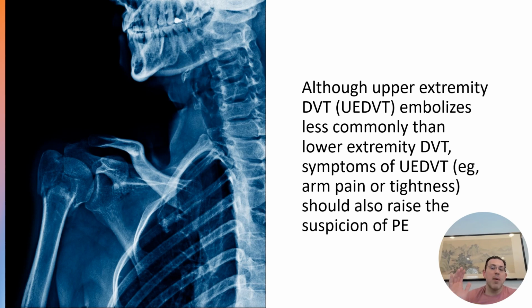So I've spoken a lot about lower extremities. However, it's important to also include upper extremities as well. So although upper extremity DVT embolizes less commonly than lower extremity DVT, symptoms of an upper extremity DVT, such as arm pain or tightness, should also raise the suspicion of PE. So please keep that in mind as well.